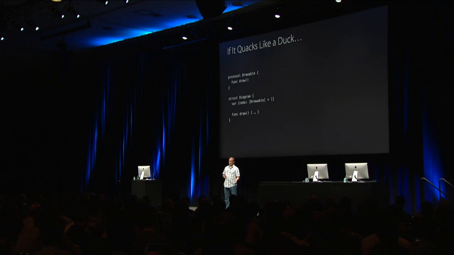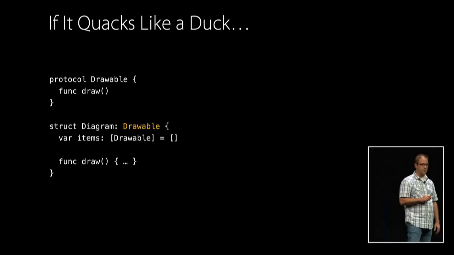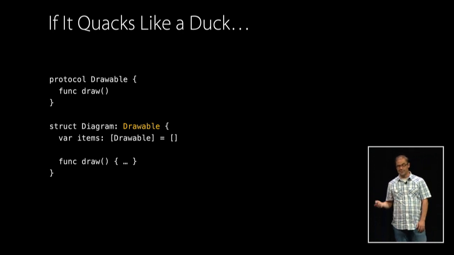So, Drawable has a single method called draw. Our diagram has a method called draw. So let's go ahead and turn our diagram into a Drawable. All we have to do is add that declaration to it. Now our diagram quacks like a duck and is a duck.